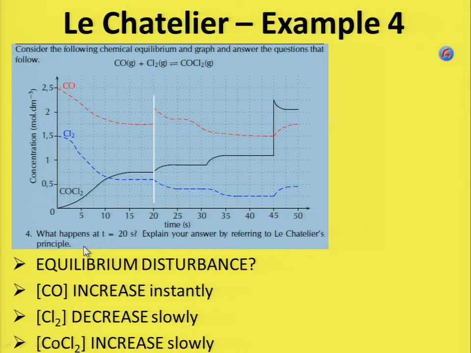And then question 4, what happens at t equals 20 seconds? At t equals 20 seconds, there is a disturbance in equilibrium. But what caused the disturbance? The concentration of CO is decreasing, concentration of Cl2 is decreasing, and the concentration of CoCl2 is increasing. That means the forward reaction is favored.